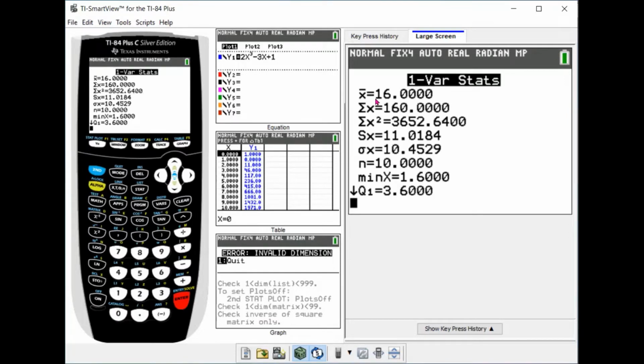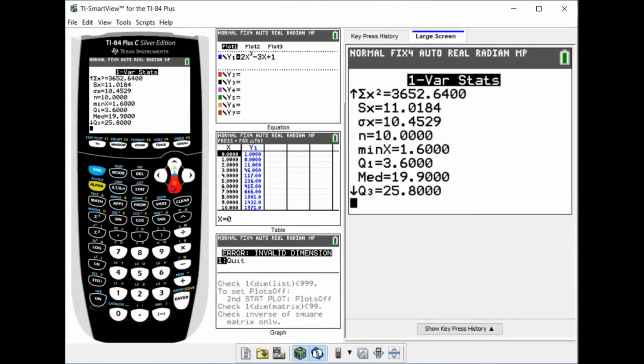So once you do that, you can see that the mean, so that X bar is the mean. Mean is the X bar, so you can write it down. Mean is equal to 16. Next thing we want is median. Median is down here. Here is minimum Q1. So if you go a little bit down, you'll see median. So median is denoted by MED here. And you can see the value of the median is equal to 19.9.